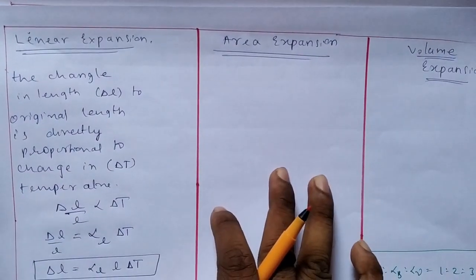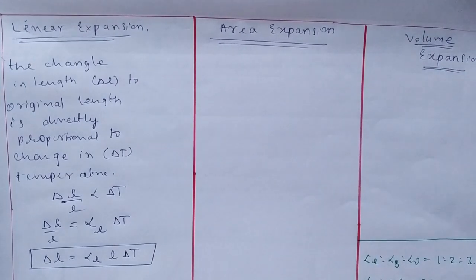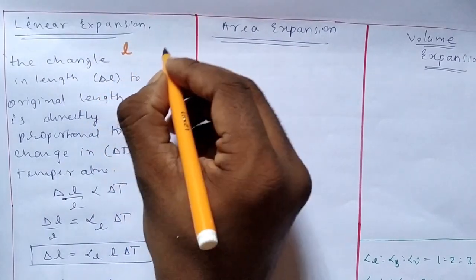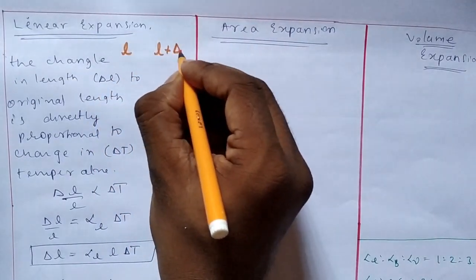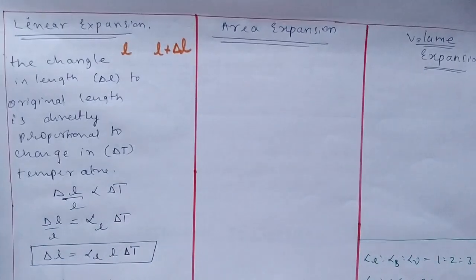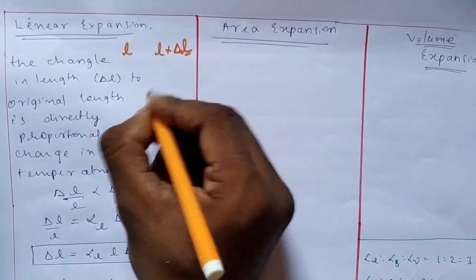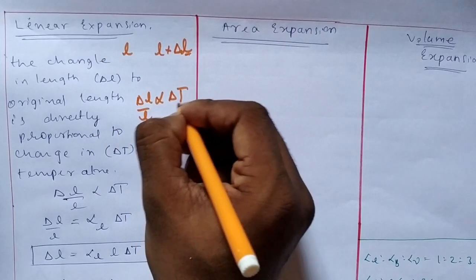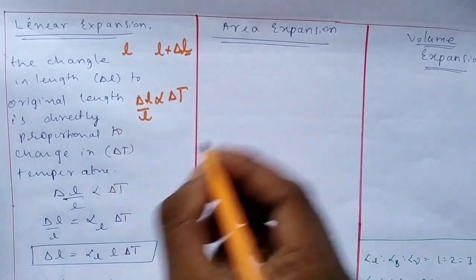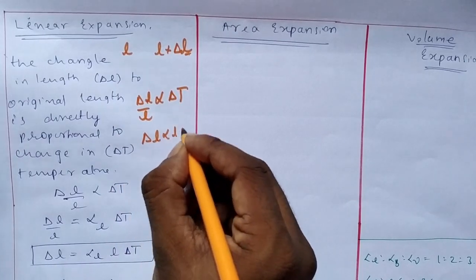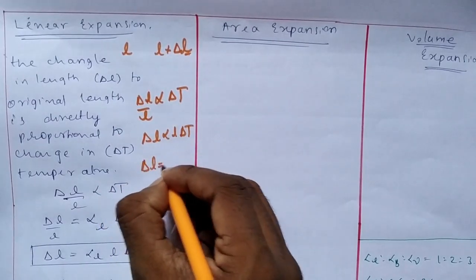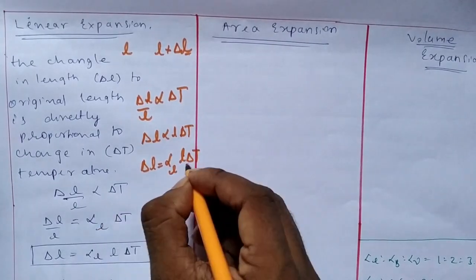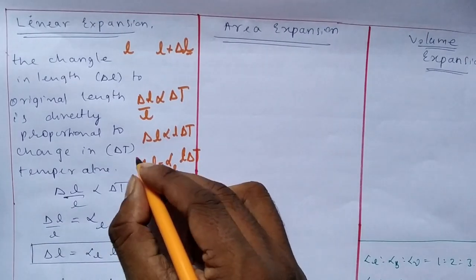Next we will move on to the next concept, that is thermal expansion, one of the behaviors when a body gets heated up: it expands. Suppose you have length L for a body. When its temperature is changed, its length becomes L plus delta L. The change in length divided by original length is directly proportional to the change in temperature, because this change in temperature is producing this variation in length. So delta L is directly proportional to L into delta T. If I remove the proportionality symbol, I will get the linear expansion coefficient alpha L, alpha L into L into delta T is equal to delta L.